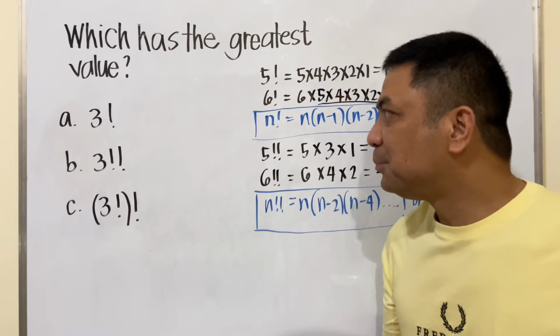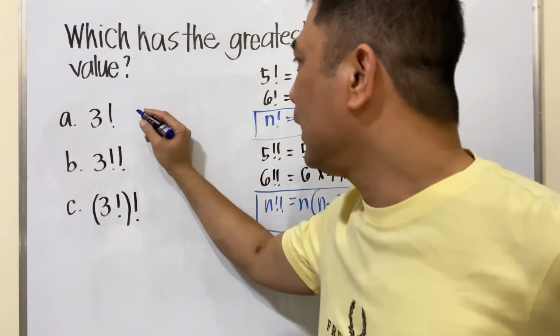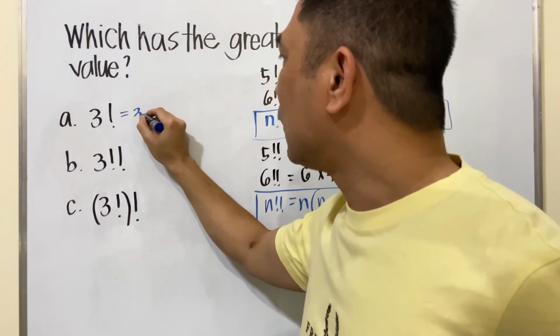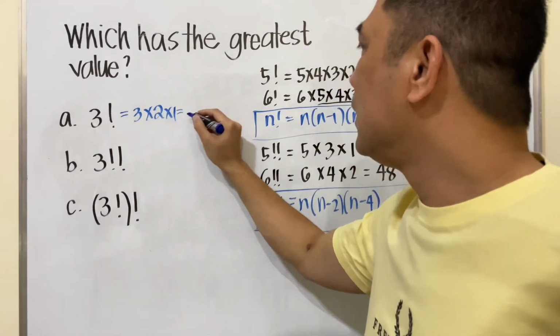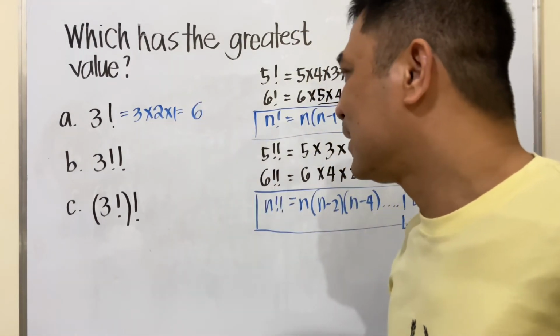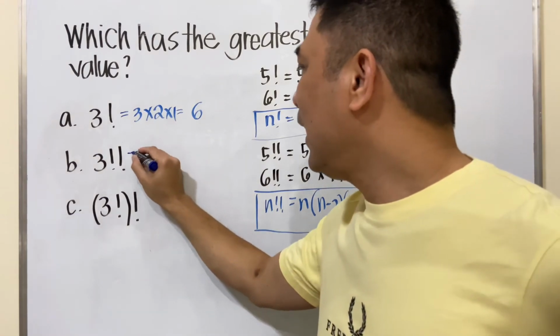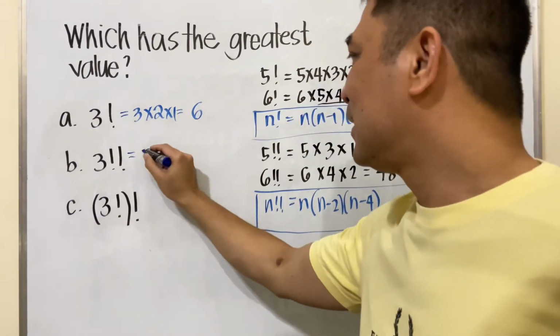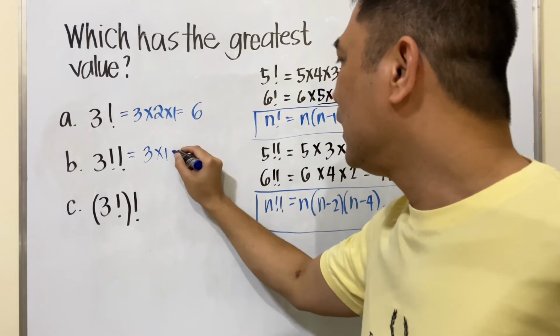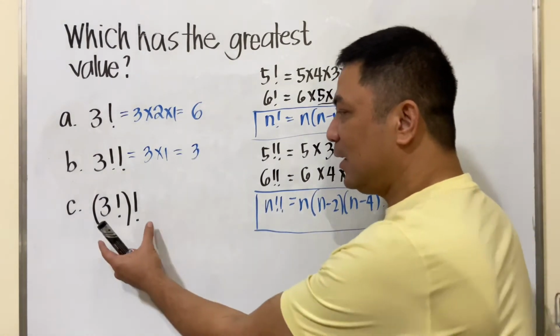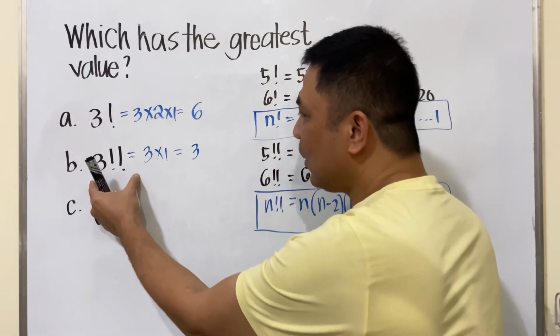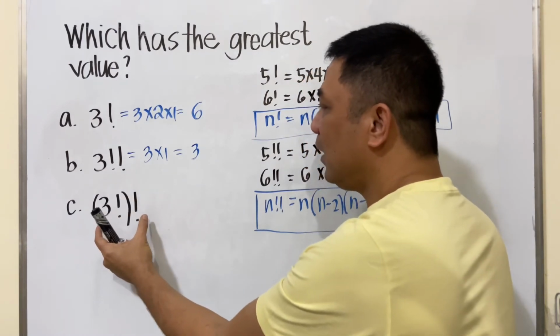So let's try. 3 factorial is actually equal to 3 times 2 times 1, which is equal to 6. Okay? Then 3 double factorial is 3 times 1, which is equal to 3. This one is definitely not equal to that one. So how do we solve this one?